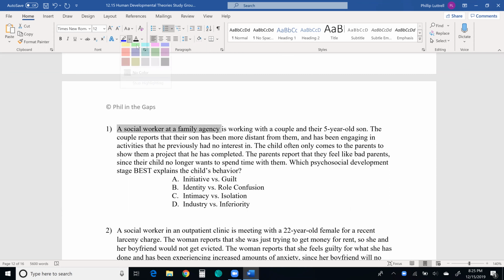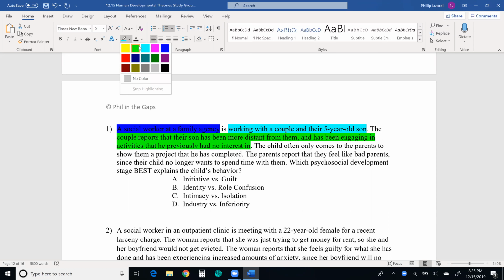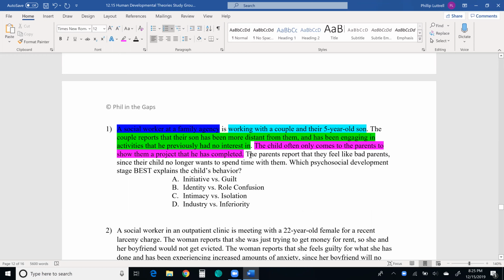So, a social worker, family agency, working with a couple and their 5-year-old son. The couple reports their son has been more distant and has been engaging in activities that he previously had no interest in. And the child often only comes to the parents to show them a project that they have completed. And the parents report that they feel like bad parents and that the child no longer wants to spend time with them. So we will go over the ages and then break it down based on the stages description. So initiative versus guilt is 3 to 6 years old. Identity versus role confusion is 12 to 18 years old.